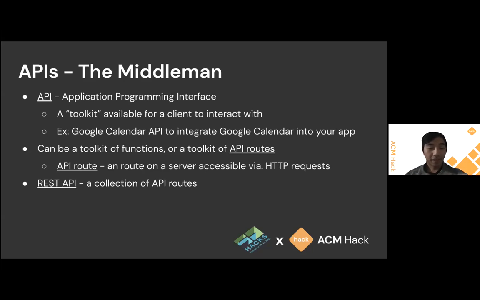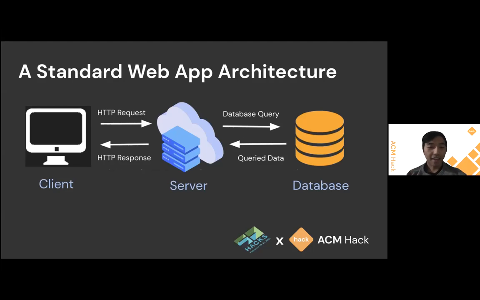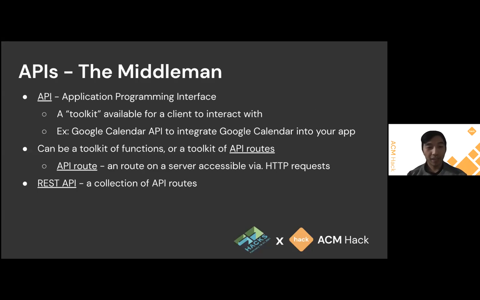Basically, API stands for Application Programming Interface, and it's a toolkit for a client to interact with. We'll talk more about API routes, but like I mentioned before, if the client asks the server, hey, I want to know the list of hackers attending SD Hacks from the database, you would go to an API route, and that API route could fetch that data and return it back to you.